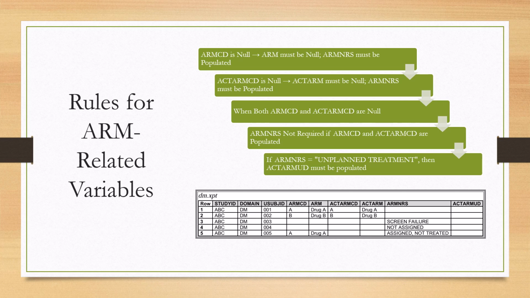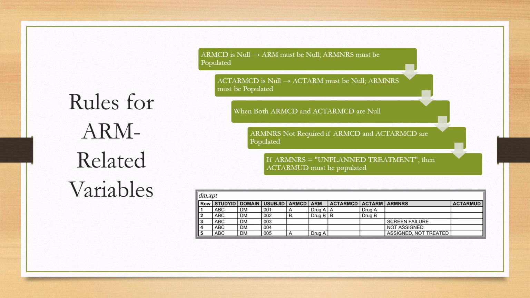The same is the case with the ACTARMCD, that if ACTARMCD is null, then the ACTARM must be null and the ARMNRS variable must be populated. This also comes in the scenario where the subject was either a screen failure or not assigned.